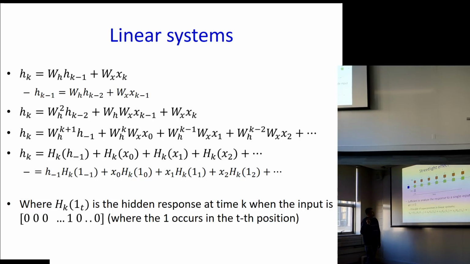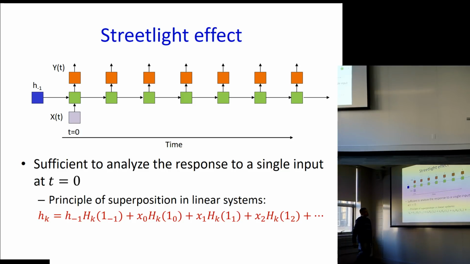And so what this means is it's sufficient to analyze the response to a single input at time t equals 0. If it blows up in response to a single input at time t equals 0, it's going to blow up in response to a single input at time t equals 1, and so on. And if it doesn't blow up in response to this, it's probably not going to blow up simply because you have more inputs. This is the principle of superposition in linear systems. That's basically what we are looking at, right? This is because I got rid of the nonlinearity in the system. A linear system can be decomposed as the sum of the responses to individual inputs in a time series.